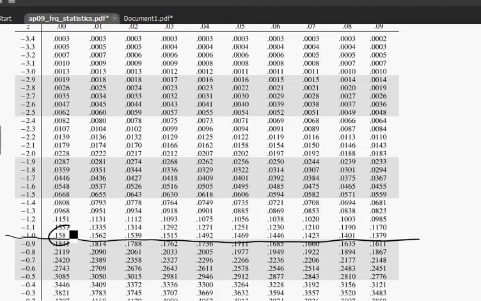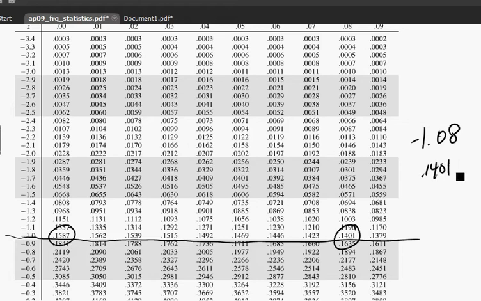Okay? If I instead needed to look at negative 1.08, I go on the negative 1.0 line, 0, 1, 2, 3, 4, 5, 6, 7, 8, and that would tell me the area under the curve is 0.1401.